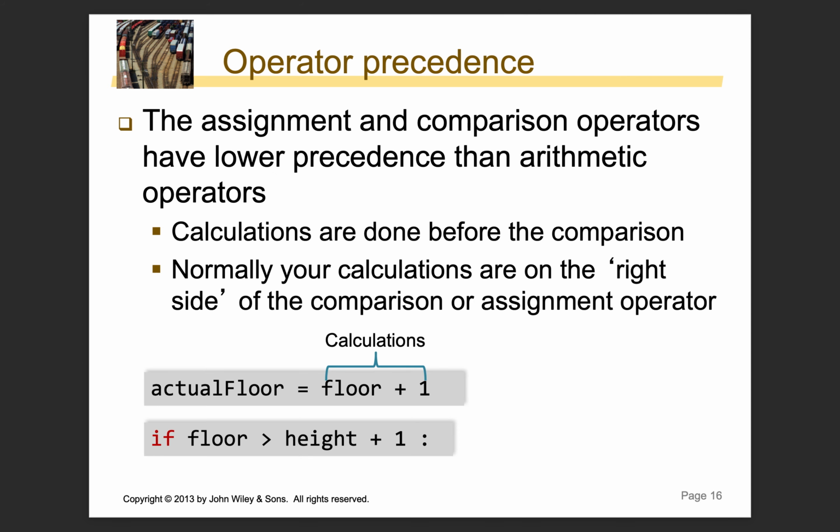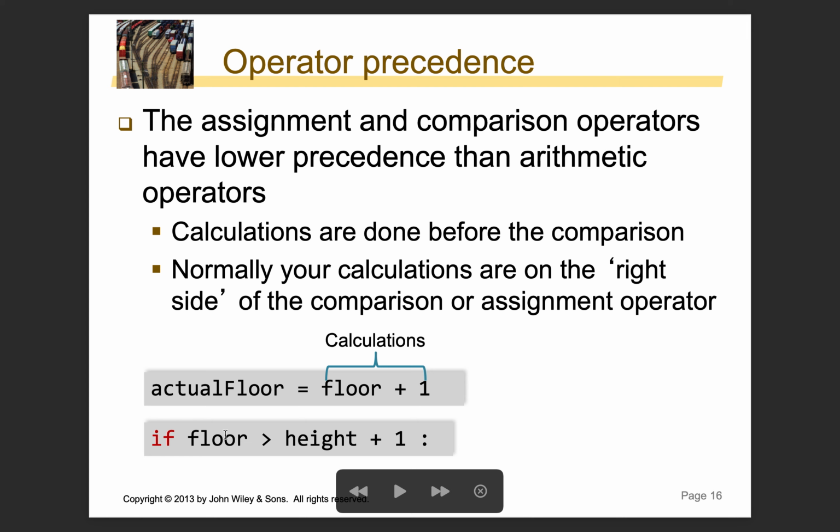Okay. The assignment and comparison operators have a lower precedence than arithmetic operators. So calculations are going to be done before a comparison or before an assignment. Normally your calculations are on the right-hand side of the comparison or the assignment operator. So here, floor plus 1 happens before I assign it to the value actual floor. I don't assign floor to the value actual floor and then add 1. The right-hand side calculation happens first, and then I do the assignment.